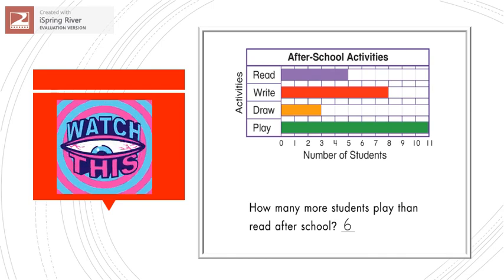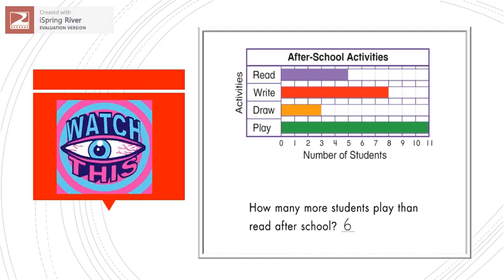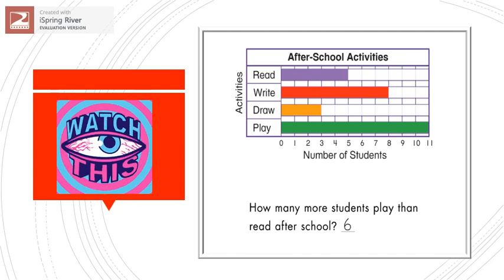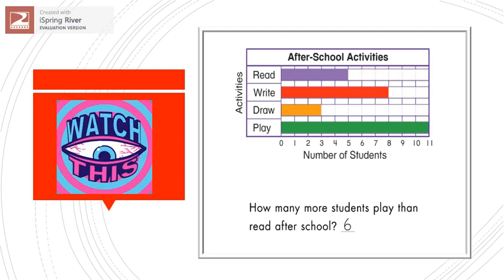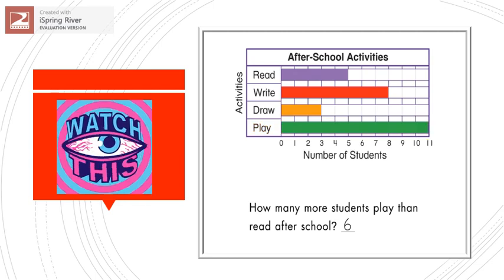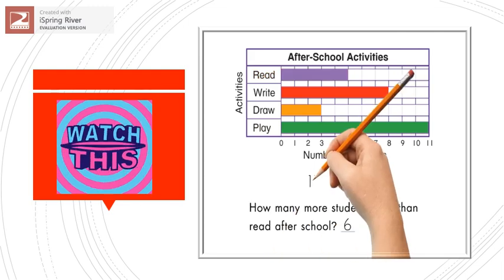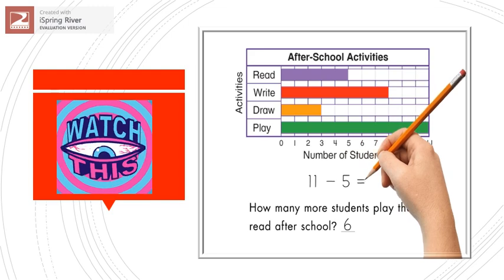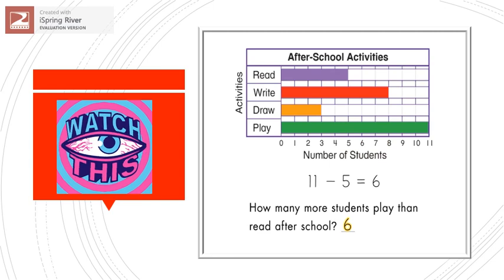Some students may compare the lengths of the two bars by counting up from the length of the bar for reading until they match the length of the bar for playing. 1, 2, 3, 4, 5, 6. Other students may explain that the bar for playing is 11 boxes long, and the bar for reading is 5 boxes long. 11 minus 5 is equal to 6. So, 6 more students play than read after school.